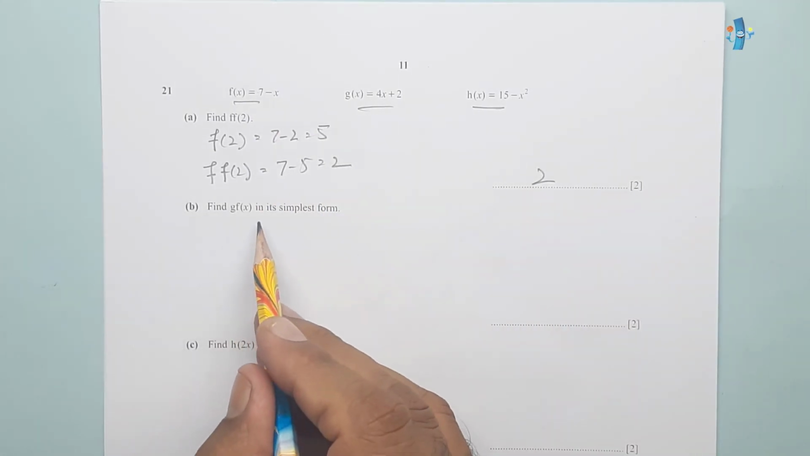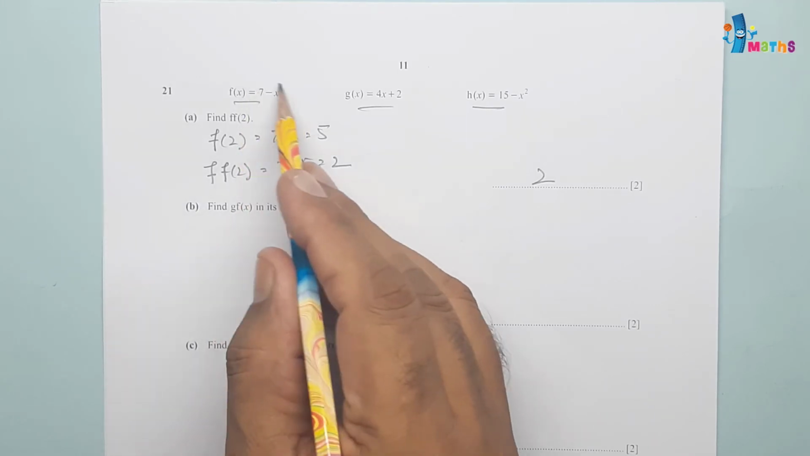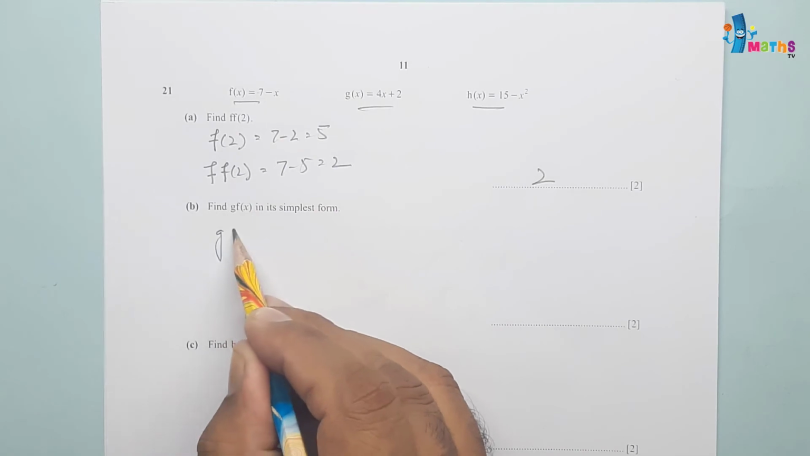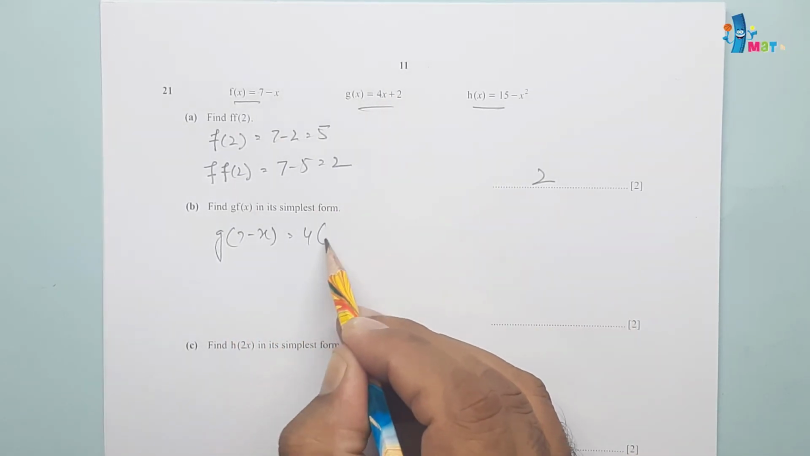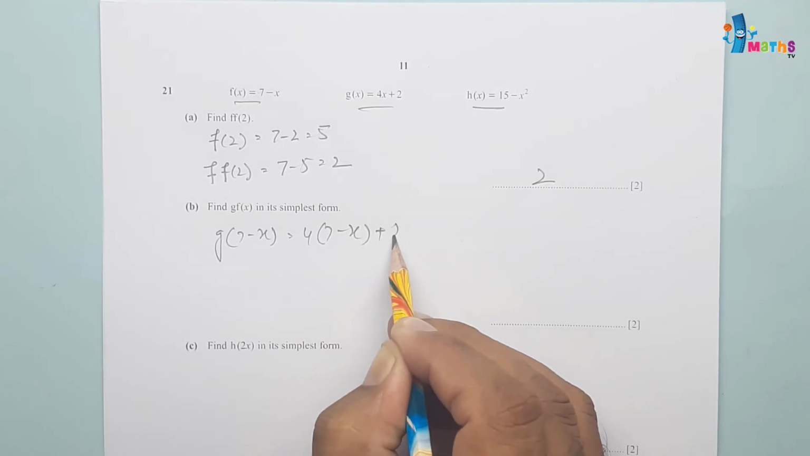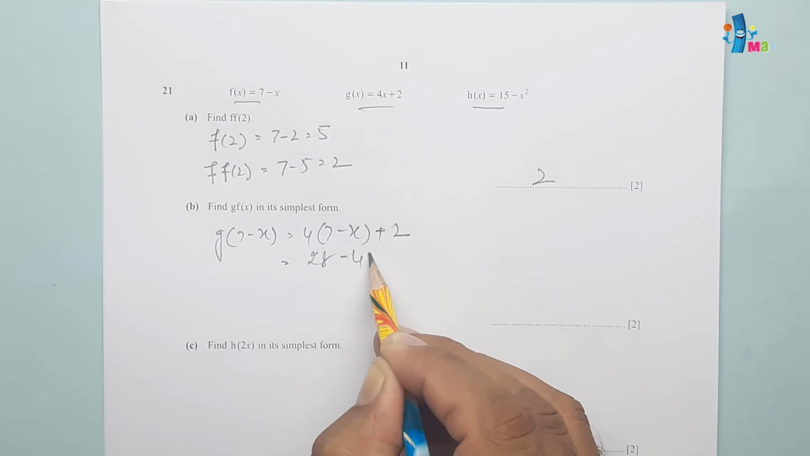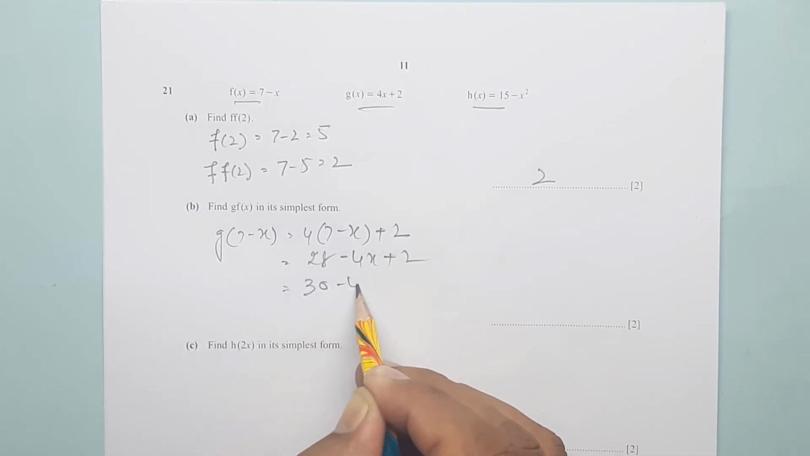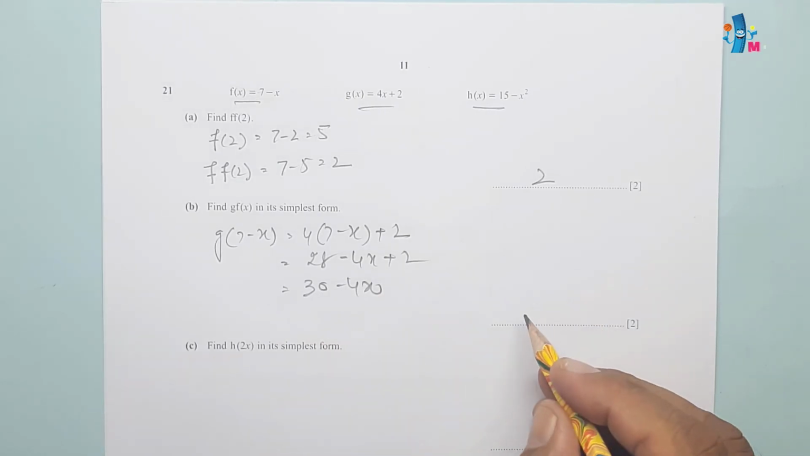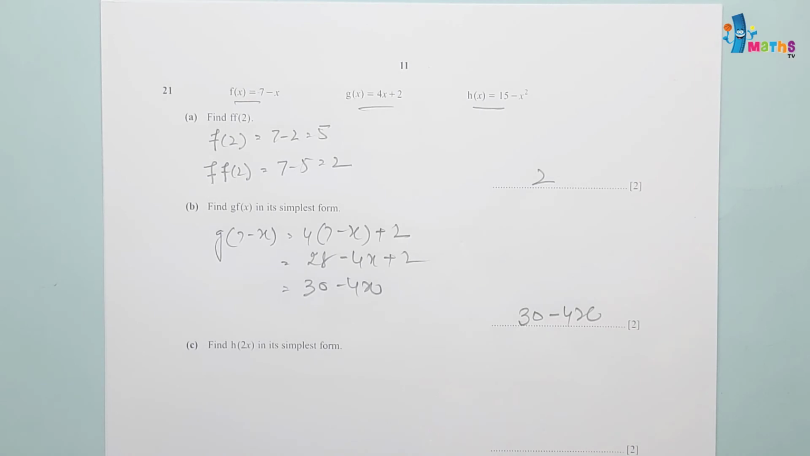Find g of f of x in its simplest form. So f of x will be 7 minus x. So g of 7 minus x we will be finding from here. So 4 into 7 minus x plus 2, we can open brackets. This will be 28 minus 4x plus 2. So this will be 30 minus 4x. This will be its simplest form. 30 minus 4x or minus 4x plus 30, it's the same thing.